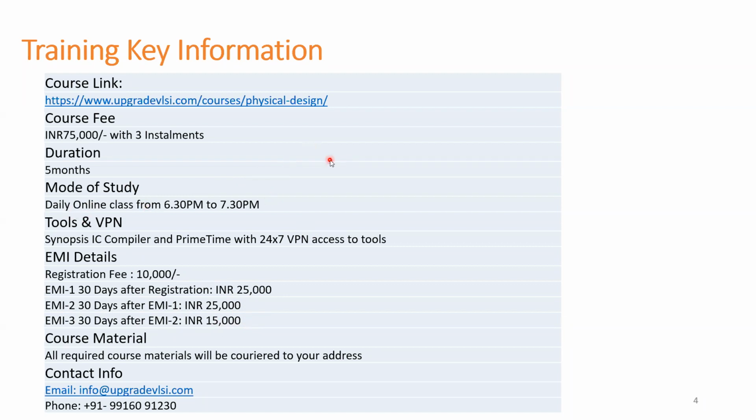We also have weekend courses. Saturday and Sunday classes will be there for weekend courses. This session is about regular classes, every day 6:30 to 7:30 p.m. The course materials will be couriered to your home address. The hard copies will be sent to your home address, and at the end of the course, once you complete it, the certificates will also be couriered to your home address. If required, we will share the soft copies of the course material to your mail ID.